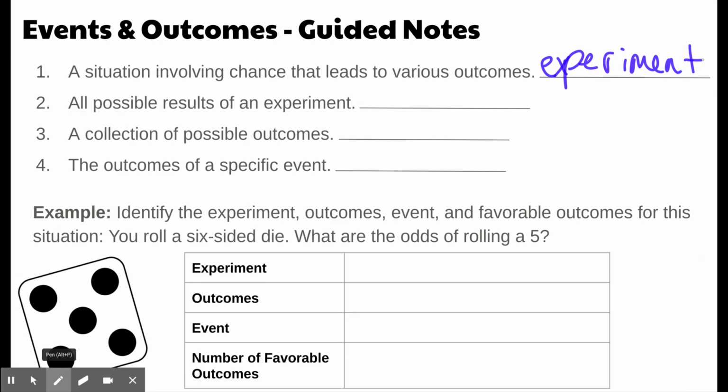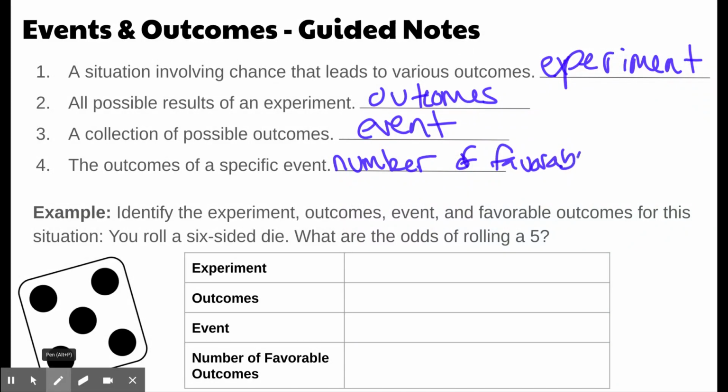All possible results of an experiment are called outcomes. So anything at all that could possibly happen as a result of doing the experiment is referred to as an outcome. Number 3, a collection of possible outcomes is referred to as an event. And number 4, the outcomes of a specific event are referred to as the number of favorable outcomes.